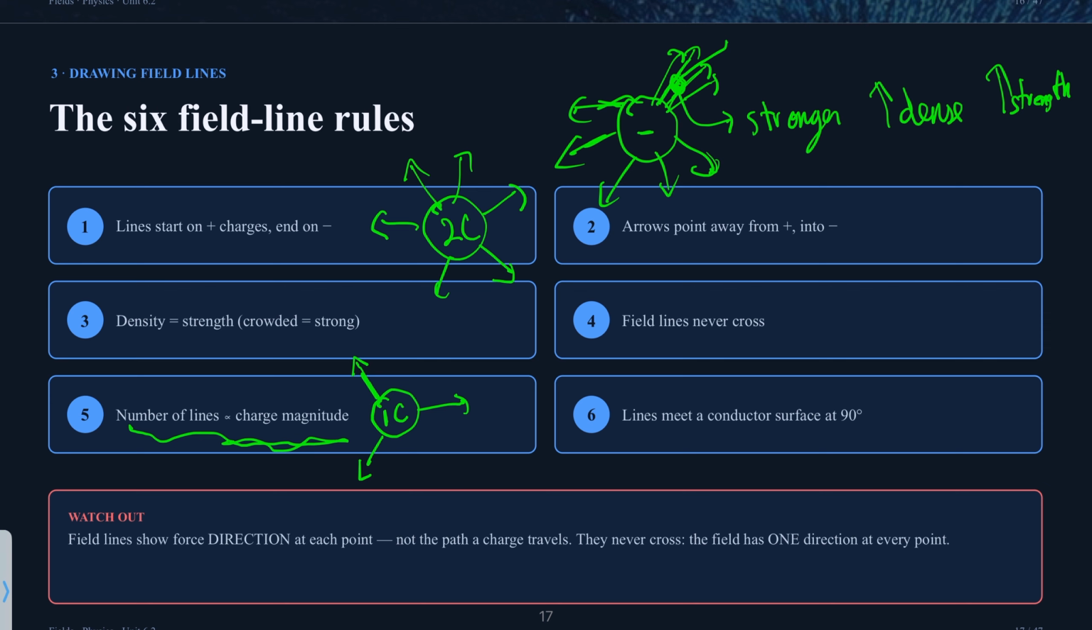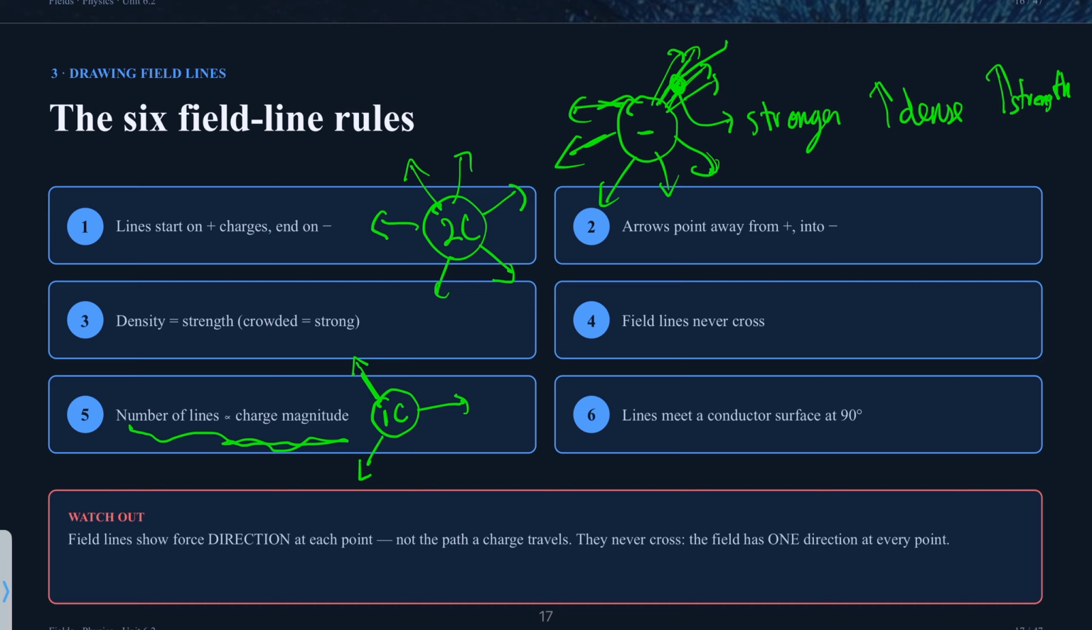If you have 3 coulombs, then you're going to have 9. And this is just something I made up. Don't take this as a set rule. You can be given 1 coulomb is 5 lines. Then you'd have to decide 2 coulomb is 10 lines.